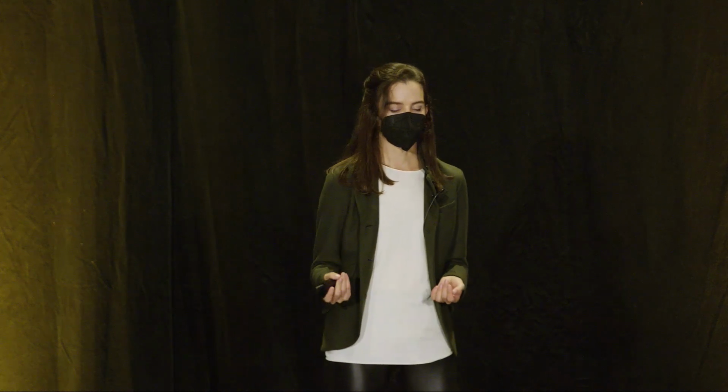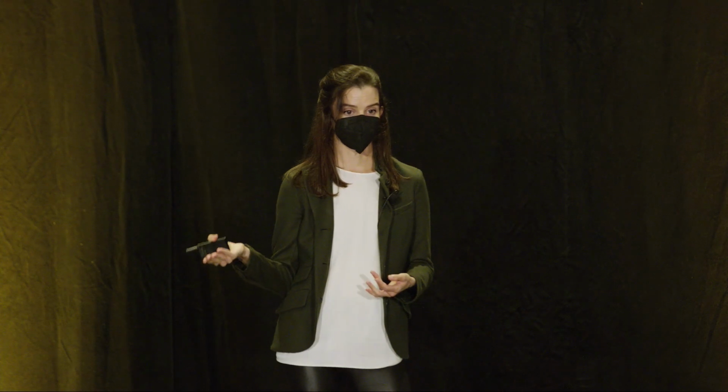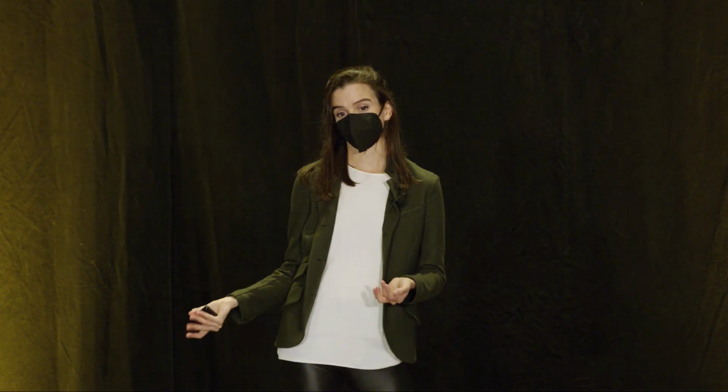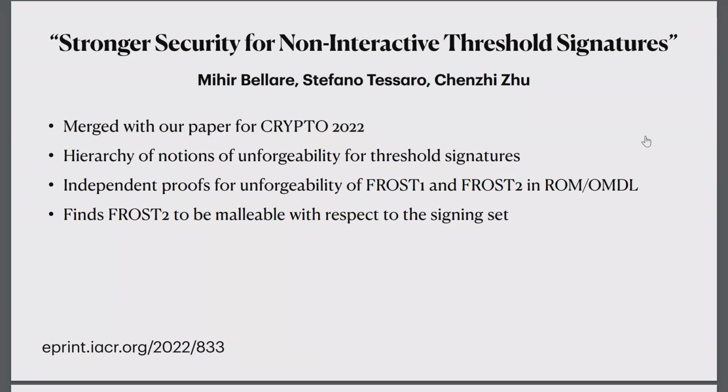What's cool is they give proofs of unforgeability for Frost 1 and Frost 2, and they show that Frost 1 and Frost 2 fulfill even stronger notions of security than what our proofs showed. So that's the first great news that came out of this paper. But something that's also very interesting is they show that Frost 2 has a slightly lower notion of security than Frost 1. So both are stronger than what was originally claimed, but there is a slight difference between the two. And I'm going to talk about what the slight difference is now.